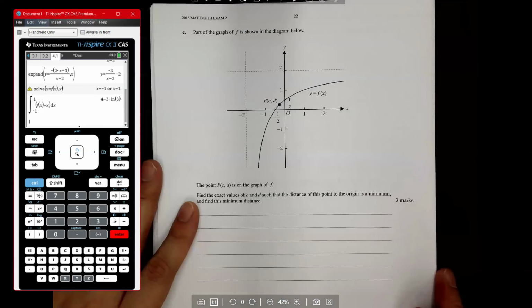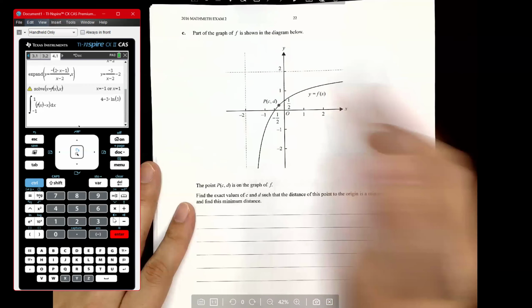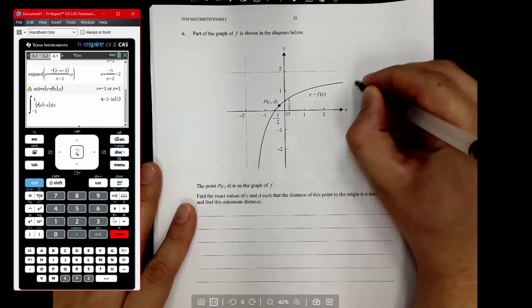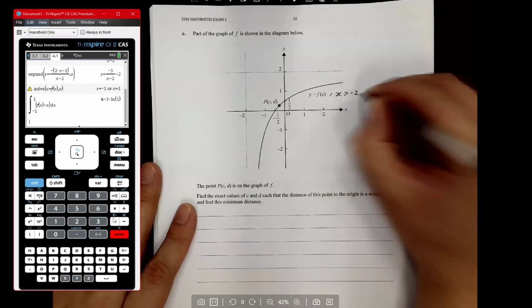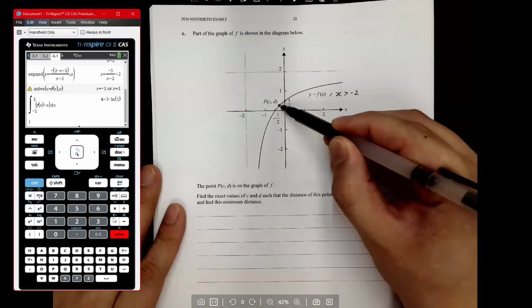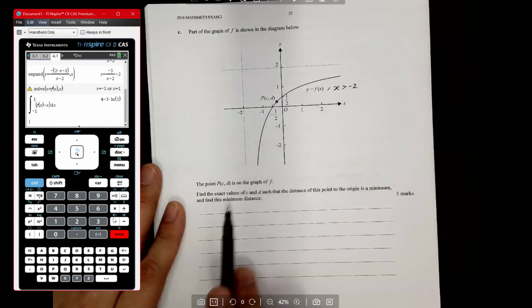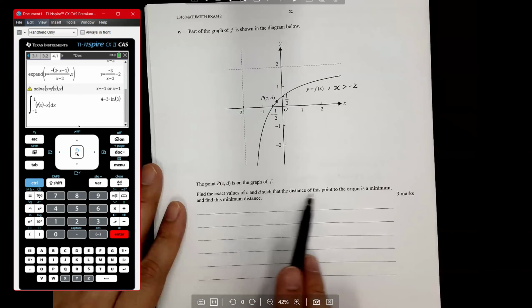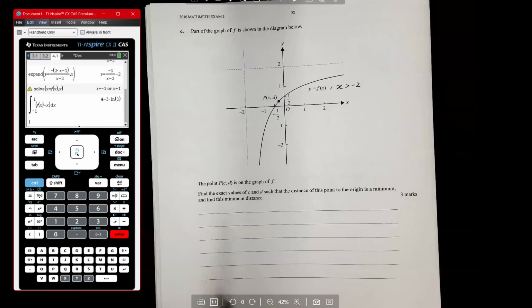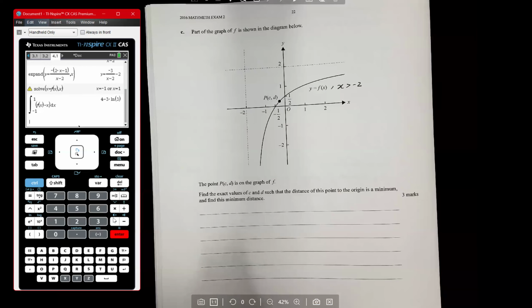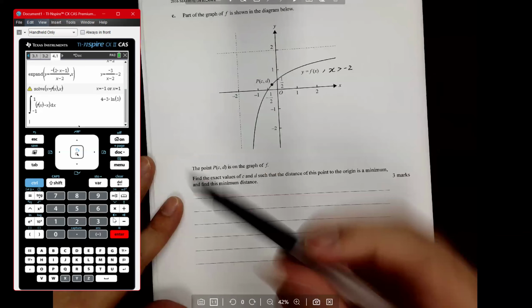Part C, 3 marks. Part of the graph of f is shown in the diagram below, so we're discussing the part where x is greater than minus 2. There is a point (c, d) on the graph of f. Find the exact values of (c, d) such that the distance of this point to the origin is a minimum, and find this minimum distance. So I'm going to outline a few different methods. Method 1.